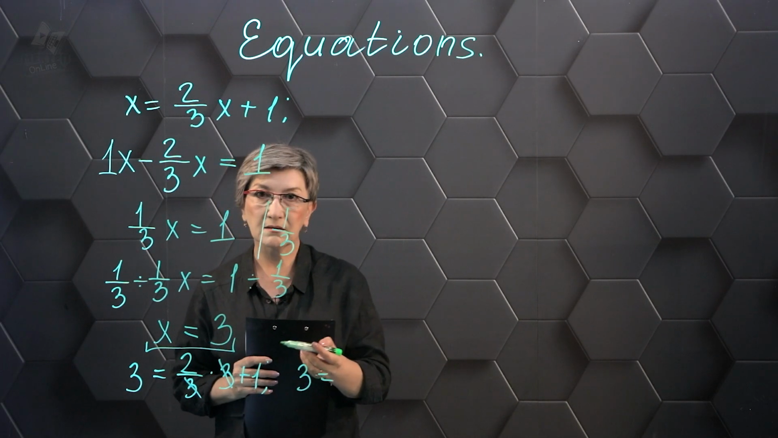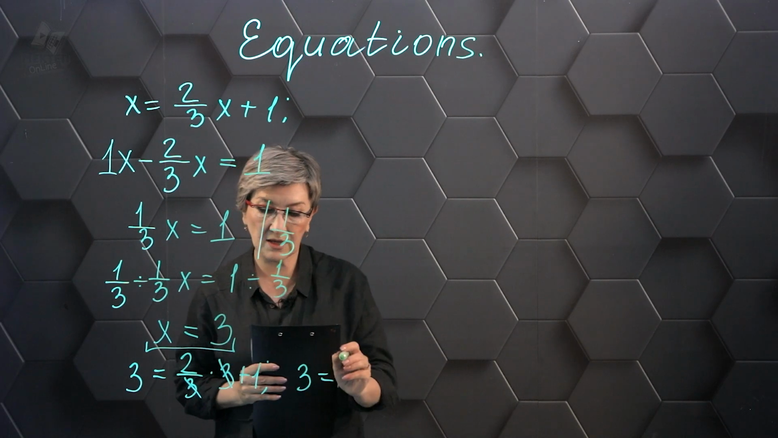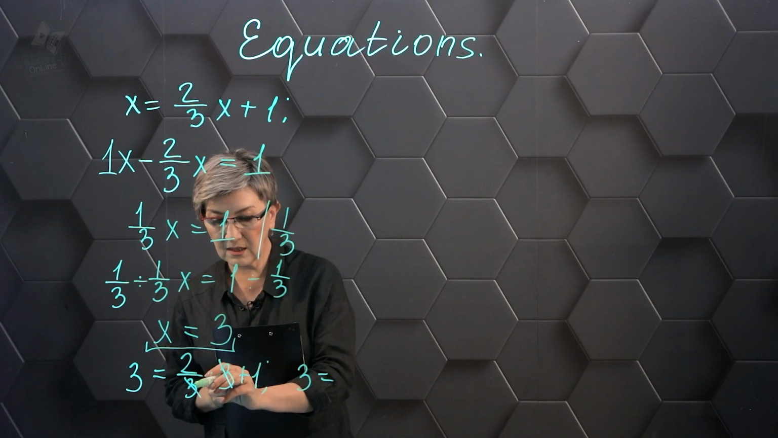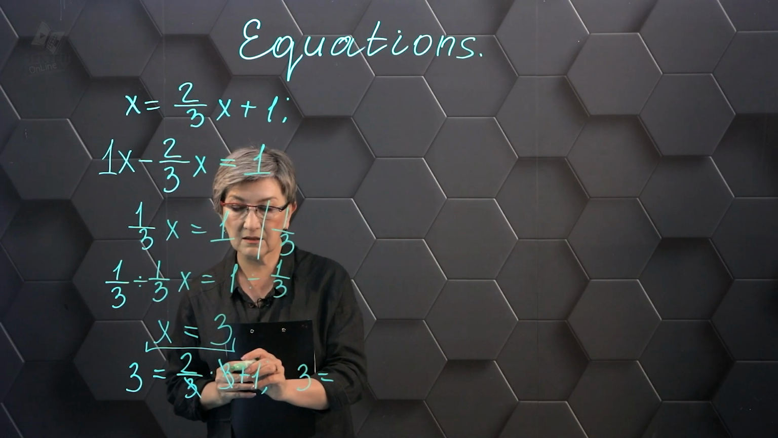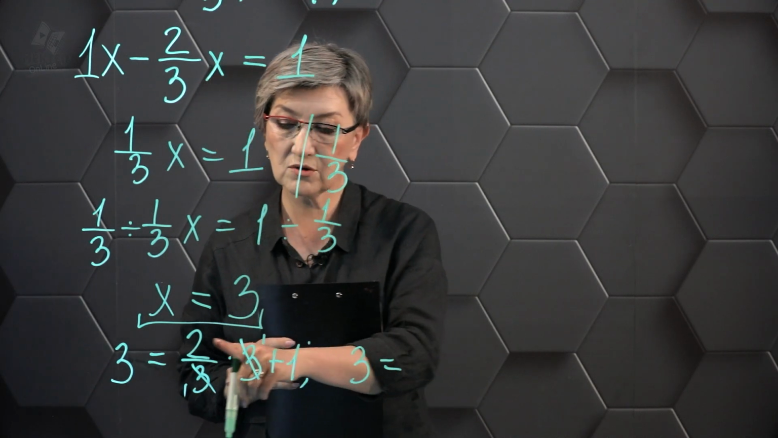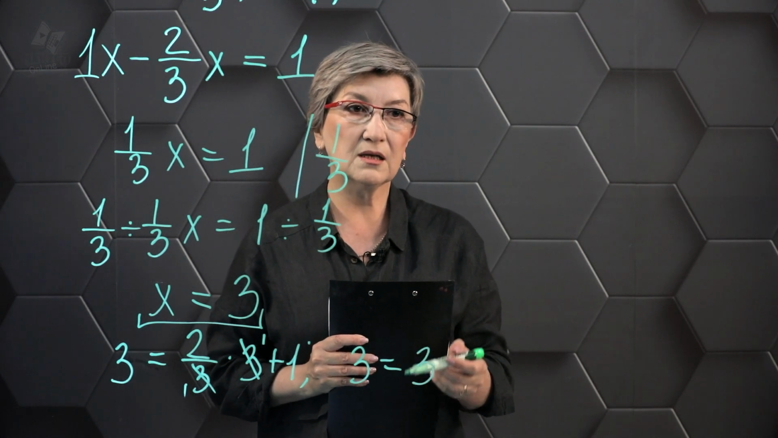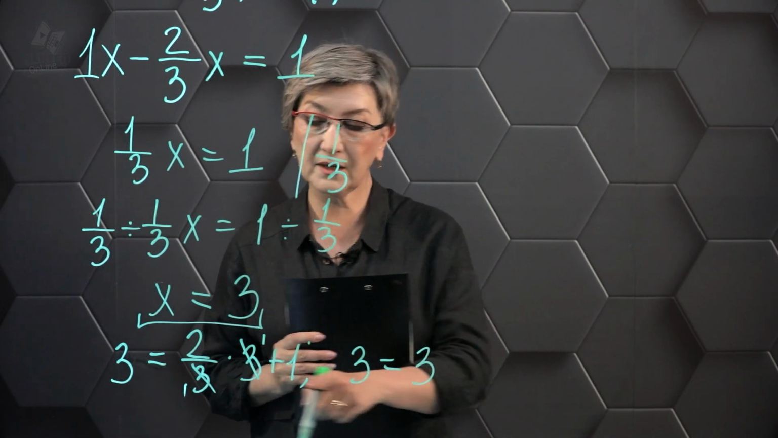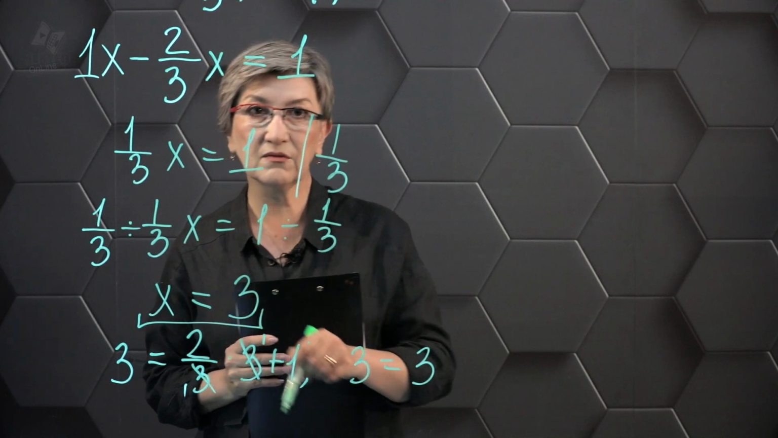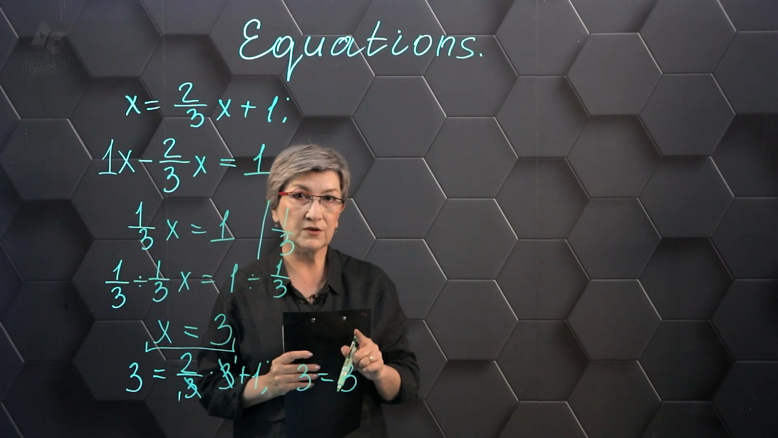As a result, 3 equals 2/3 times 3. 3 and 3, we reduce. This leaves 2 plus 1. But once again, 3 and 3 we divide by 3. 3 divided by 3 is 1, and 3 divided by 3 is 1. The result is 2 plus 1. So 3 equals 3. This is a valid numerical equality. Therefore, x equals 3 is the root of our equation. We have solved this equation.